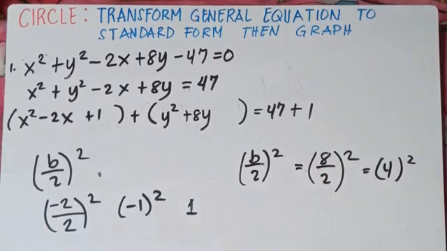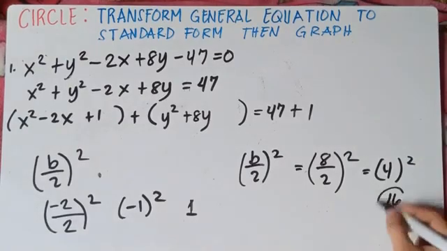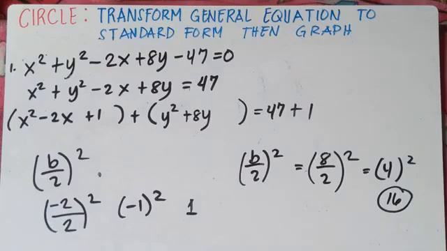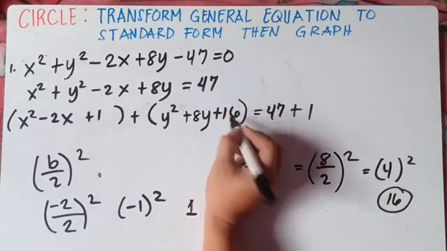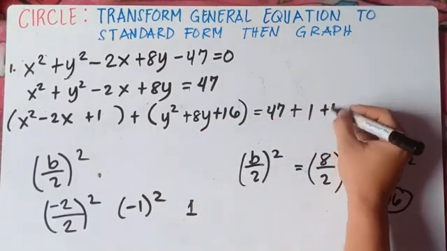So what is 4 squared, class? Could you answer that? That's correct, that's 16. 4 squared doesn't mean 4 times 2. It means 4 times 4. You multiply 4 by itself twice. So you add 16 on this side, and you also add 16 on the right side.